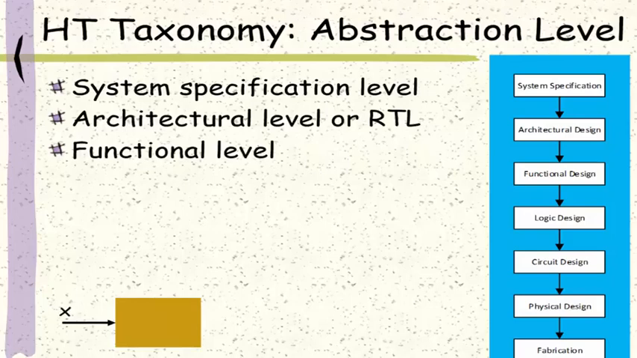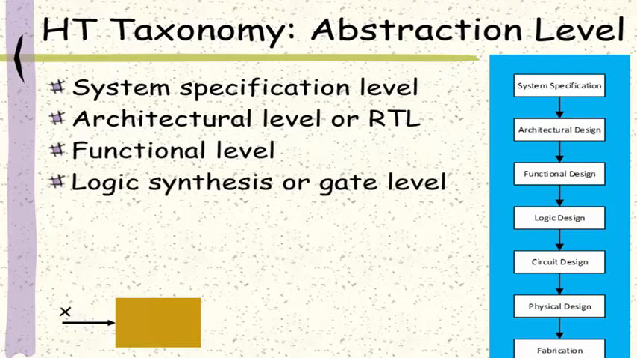As another example, consider this block, which is controlled by an enable signal X. When X is equal to 1, the block will be enabled. When X is equal to 0, the block will be disabled. At gate level, a hardware Trojan can be easily inserted to control the usage of this block.